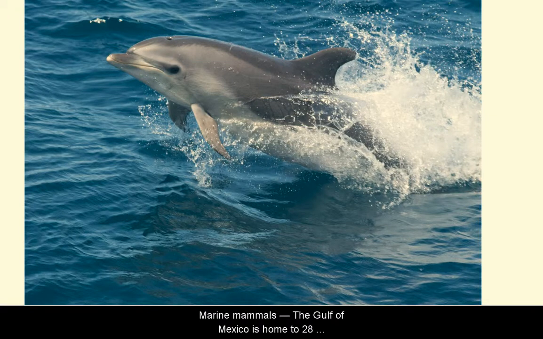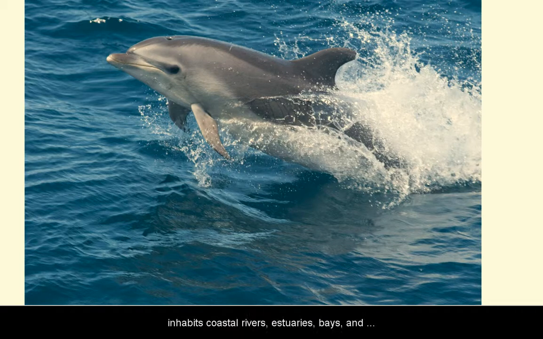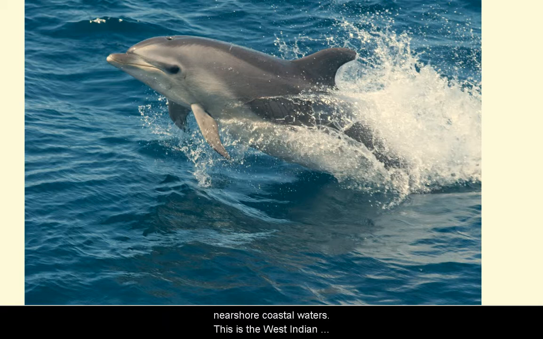Next, let's talk about marine mammals. The Gulf of Mexico is home to 28 species of marine mammals. One is even an herbivore that inhabits coastal rivers, estuaries, bays, and near shore along coastal waters. This is the West Indian manatee, also called the sea cow. This species is rarely seen in Texas, but it does frequent all the other Gulf Coast states.